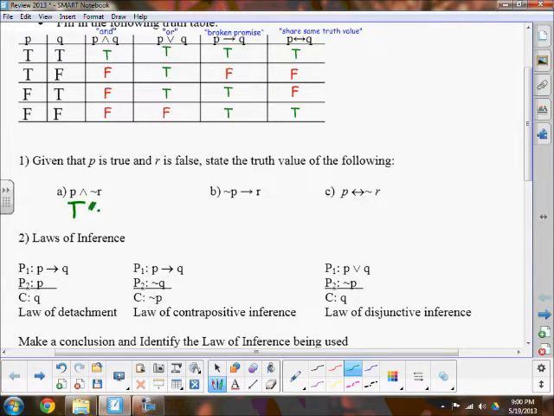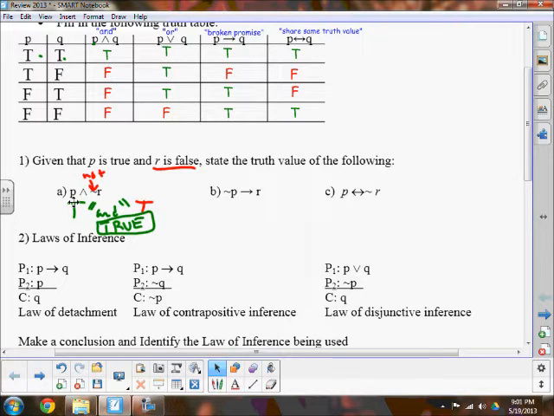For the first, we can see that P is a true statement, and recall that this little tilde means not. So this would be not R, because R is false. If it's not false, then it would also be true. Well, true and true, in a conjunction, result in an overall true statement.